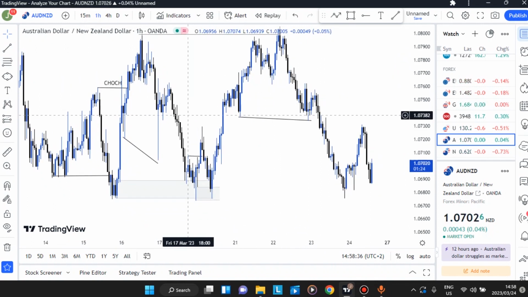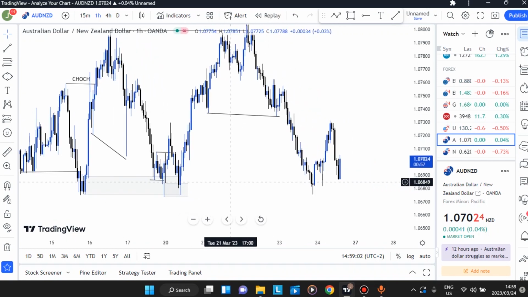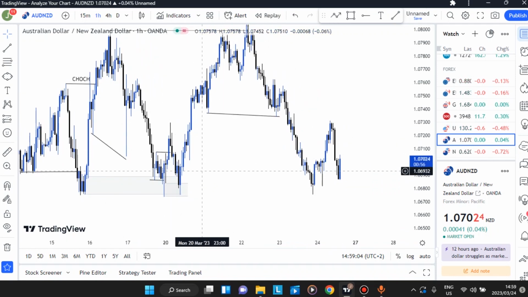And then where is our QML? QML is very important, guys. Here is our QML. QML is the last high taken out in the mini structure, the last high taken out before the push to the last low if it's a downtrend. So as you can see here, this is the last low, pushing to the downside, and the market took that out. So this is the last low, and that's where we expect to find our order block. We did find it.